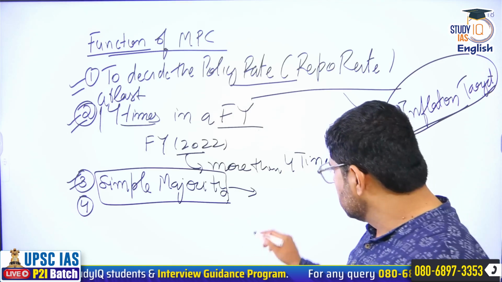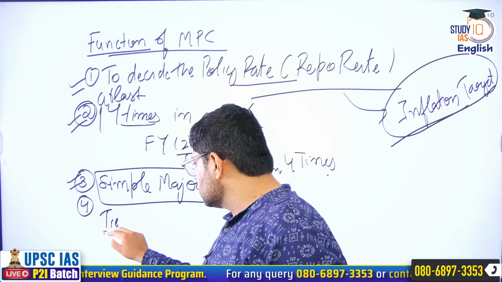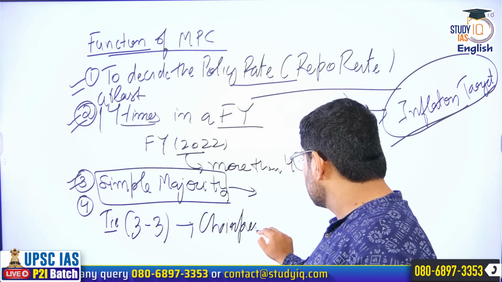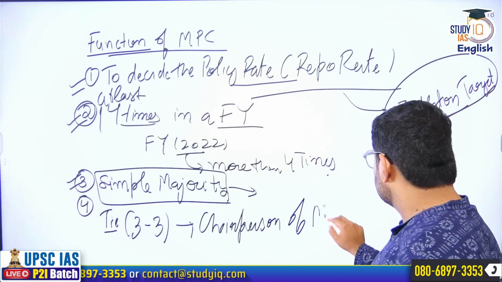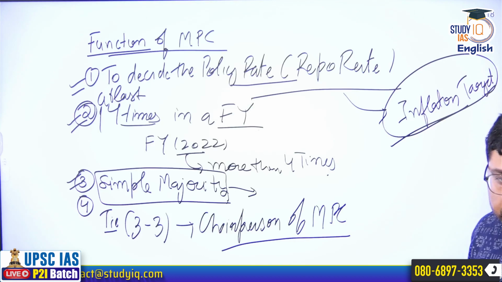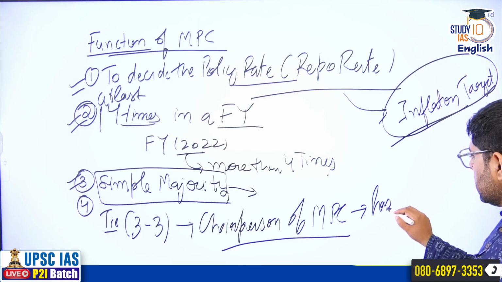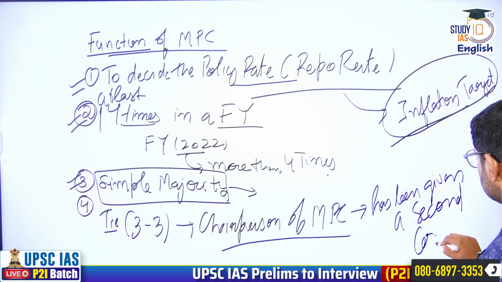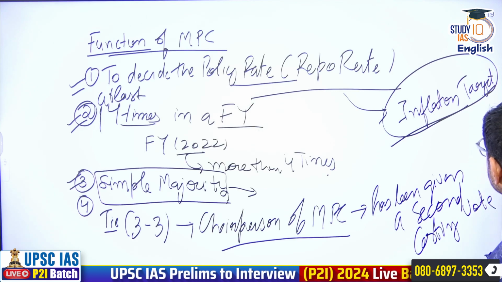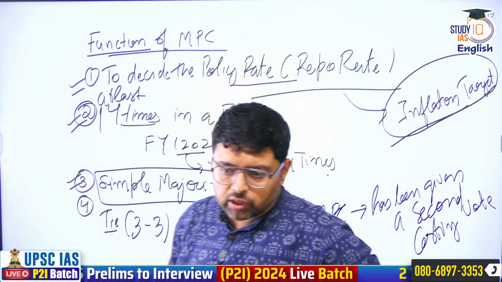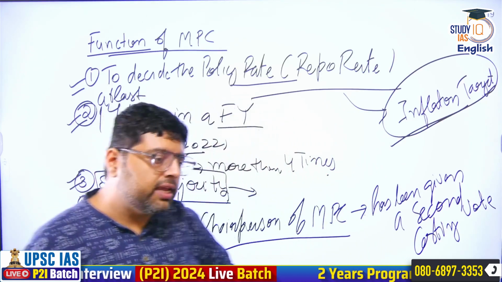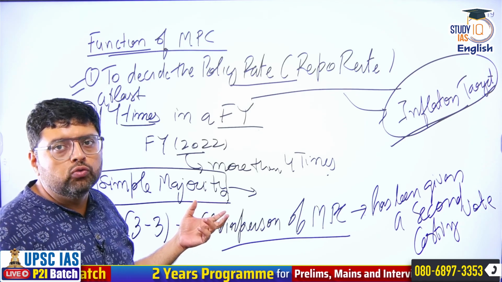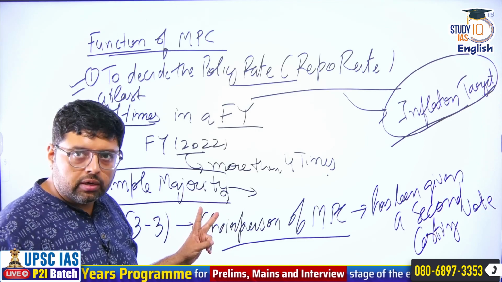But suppose there is a tie. Tie means 3 members on each side. In that case, the chairperson of MPC has been given a second casting vote. It means in the case of a tie, that is 3-3, the RBI governor, who is the chairperson of MPC, will give two votes, but only in that scenario. Clear? Only in that scenario.